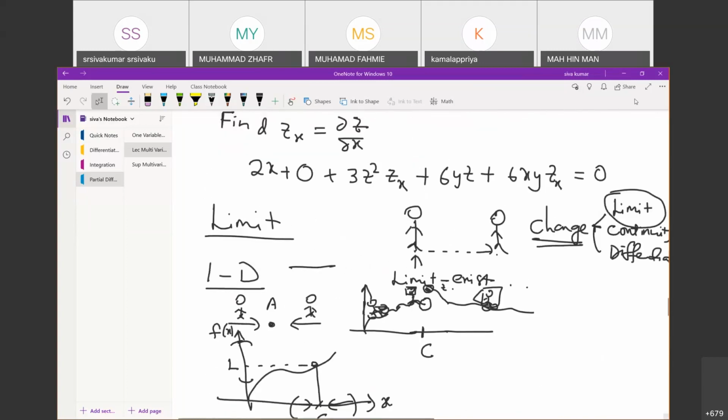We're going to analyze three things: limit, continuity, and how we make differentiability possible. Differentiability is only possible if the limit exists and there is continuity. Only then can I proceed to work on the differentiation of multivariable functions. Otherwise, I won't be able to do it. With that, we conclude today's session.